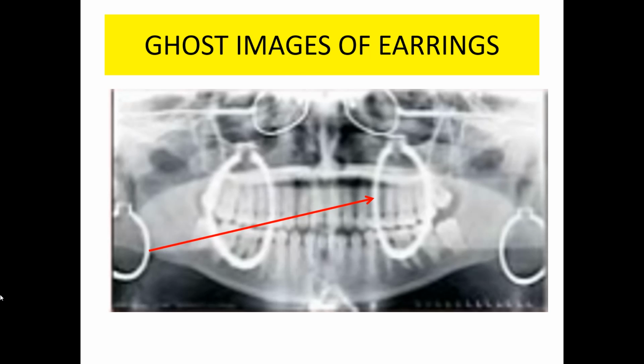In this OPG, we can see the ghost image of shadows of earrings on both sides, seen on the contralateral side, higher up, blurred, with increased vertical component, but the same overall shape. That means it shows all the characteristics of ghost images which I explained earlier. The patient is wearing spectacles, but it's not a ghost image.